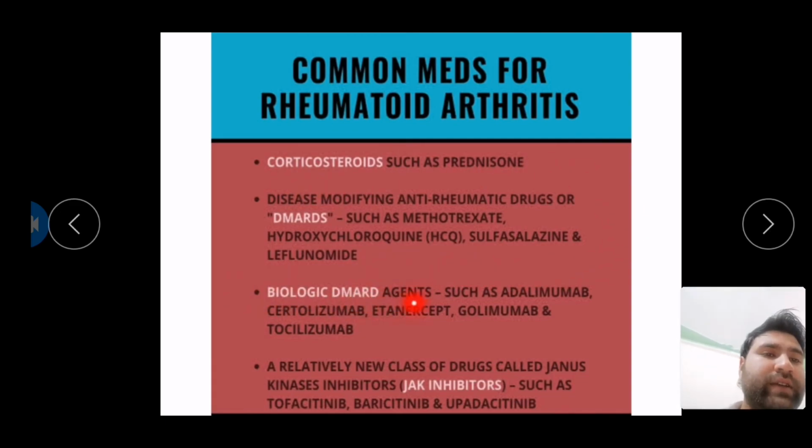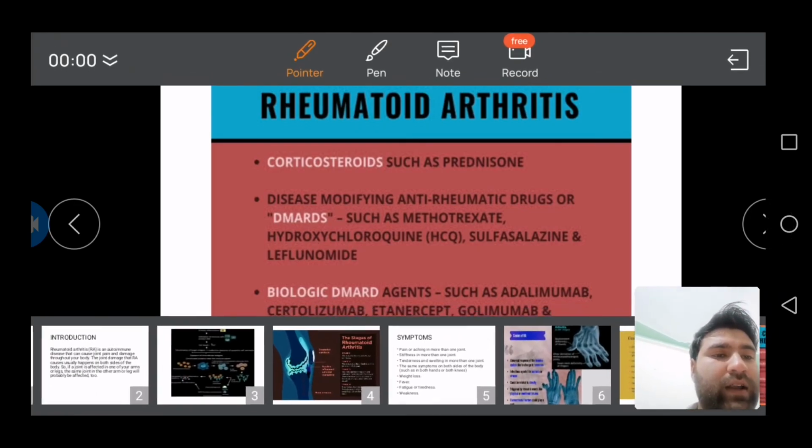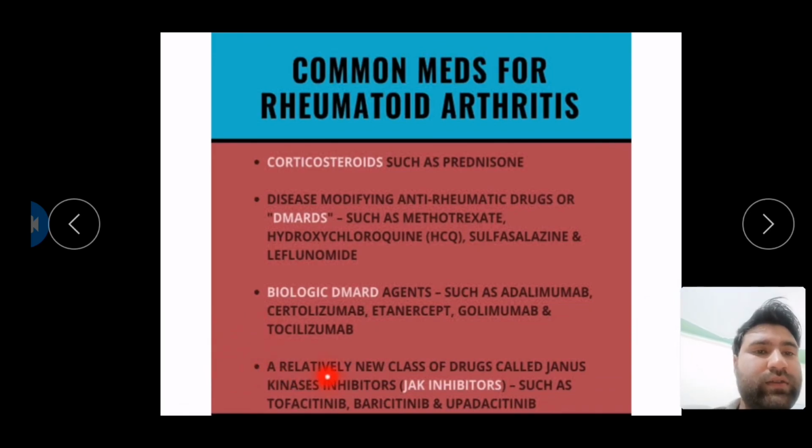Biologic DMARDs agents such as adalimumab, sarilumab, etanercept, golimumab and tocilizumab. These are antibodies that inhibit the immune attack, and therefore these are also immunosuppressants. And a relatively new class of drugs called Janus kinase inhibitors, JAK inhibitors, such as tofacitinib, baricitinib and upadacitinib, these are also used. So these are common medicines for rheumatoid arthritis.